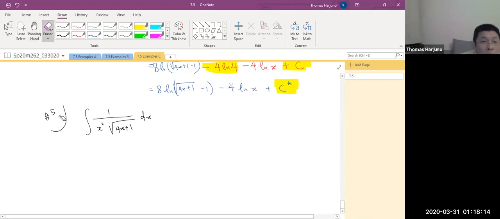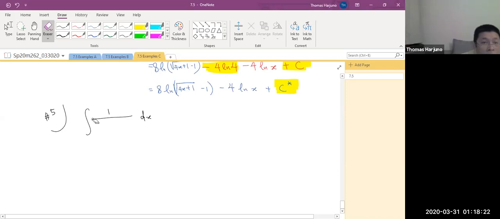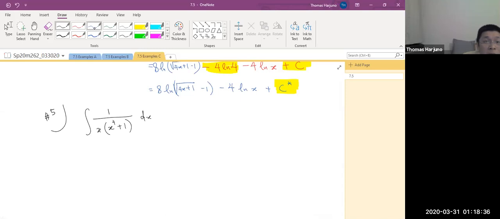Now, let's see number 54. That number 54 is actually a tricky question. There's no way for us to integrate this. However, imagine if I multiply the top and the bottom by x. Multiply the top by x and the bottom by x.